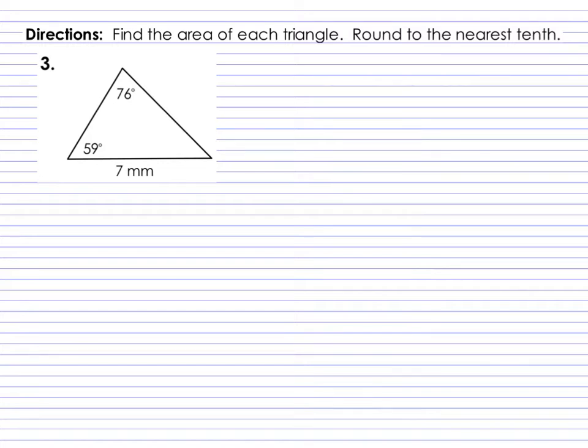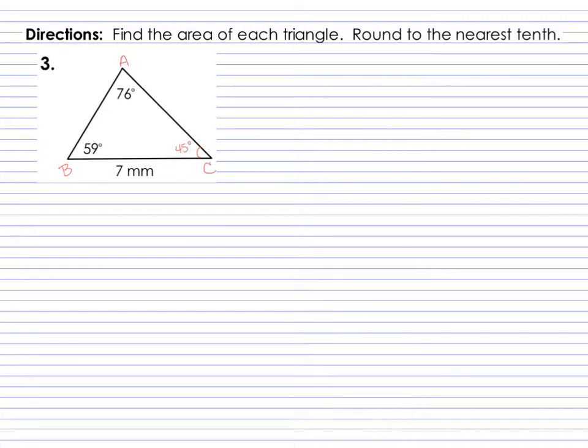I'm going to label this triangle. So we're going to call this top angle 76. That's going to be A. I'm going to label B as 59, and then C is this unknown. So we don't yet know what that third angle is, but we know that the interior measurement of a triangle is 180 degrees. So if we subtract 76 and 59, add those together and subtract it from 180, we're going to find that angle C is 45 degrees.